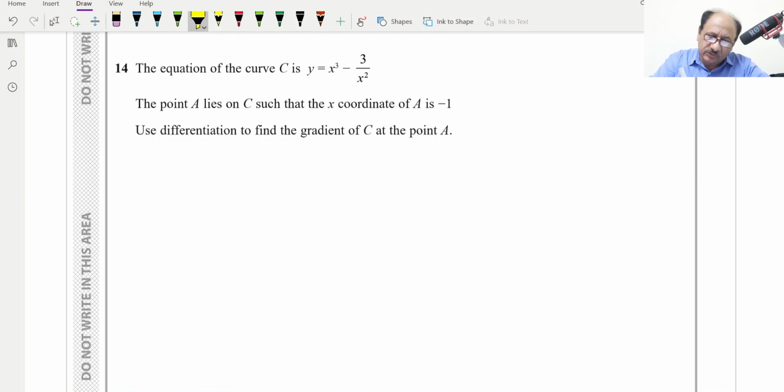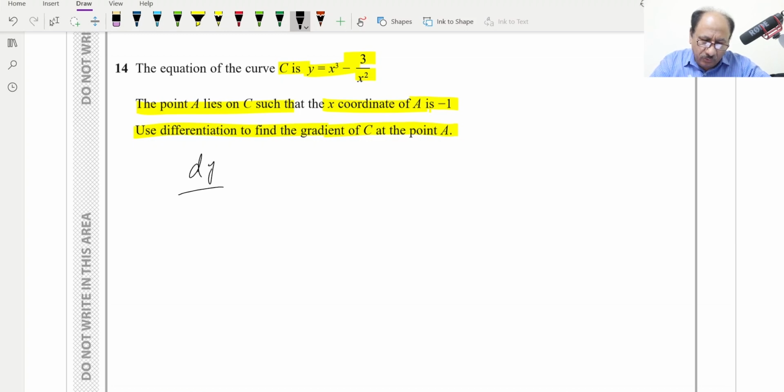The equation of the curve C is provided. The point A lies on C such that the x coordinate of A is -1. Use differentiation to find the gradient of C at point A. How are we finding the gradient? We are finding the derivative. So we will be finding dy over dx.